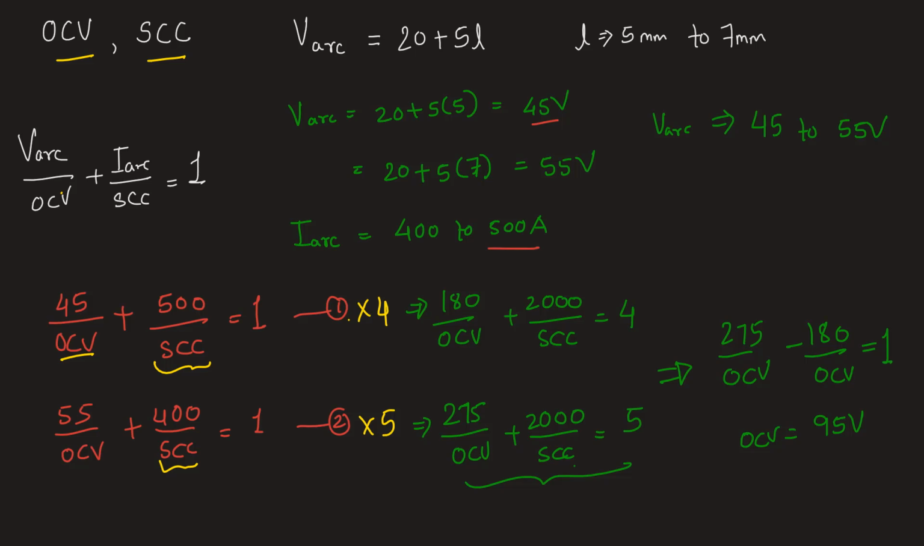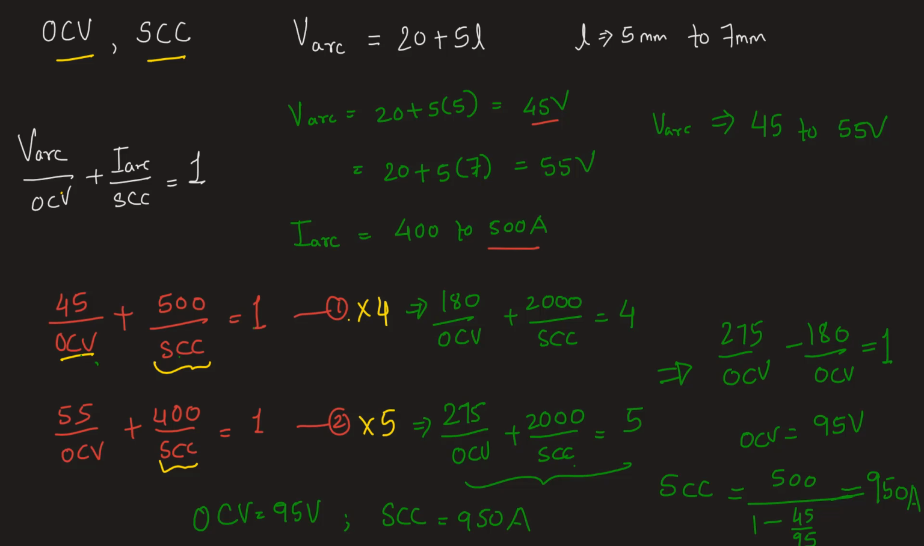Using the value of OCV, putting it in any one of the equations, we can get the SCC value. So if we put OCV 95 here, we get 45 by 95. And to calculate SCC, we get 500 divided by 1 minus 45 by 95. This gives us the value of short circuit current as 950 and the unit is ampere. So we get OCV to be 95 volt and short circuit current SCC to be 950 ampere.